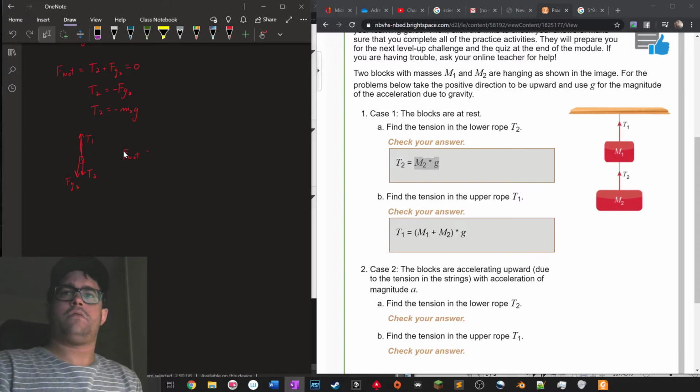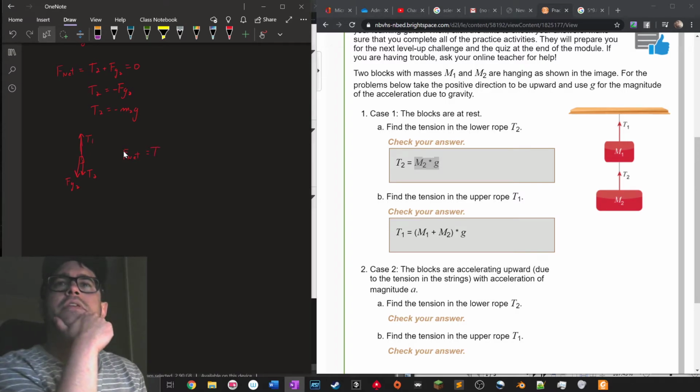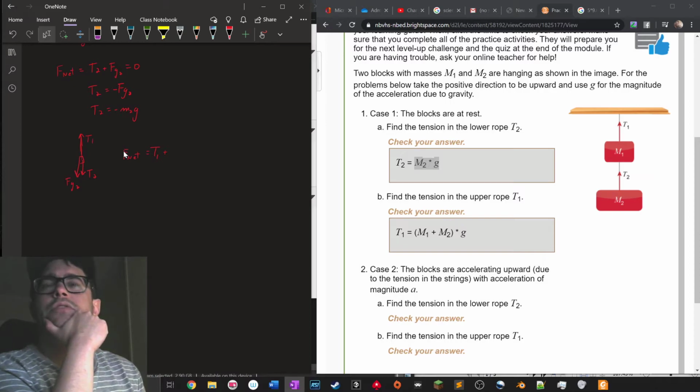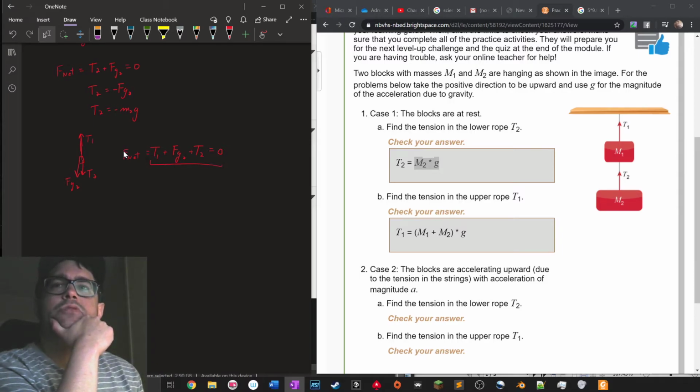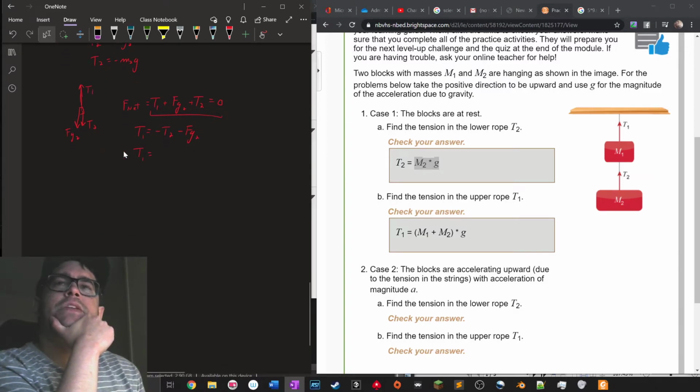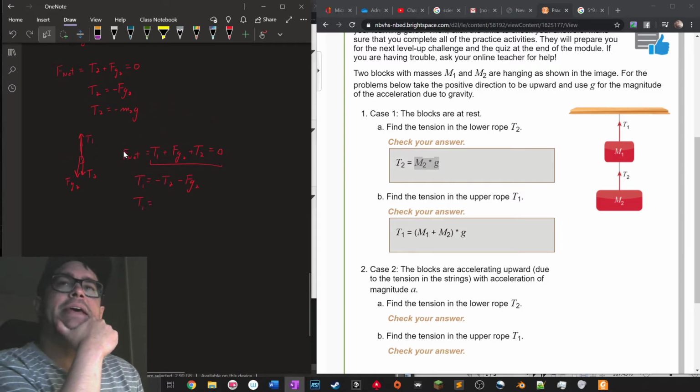Fnet will be equal to T1 plus Fg2 plus T2, which will be equal to 0 because it's not moving. And so we take the statement, extract T1, yes. We have minus T2 minus Fg2. So what is T2 again? So T2, if we go back up, it's minus M2G.